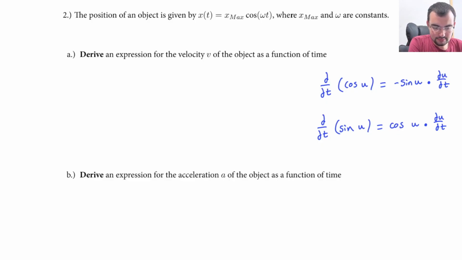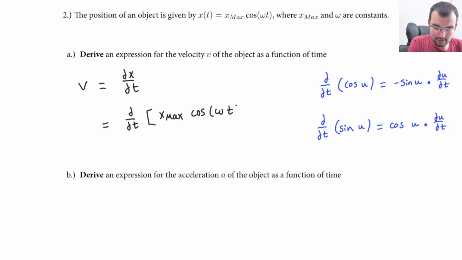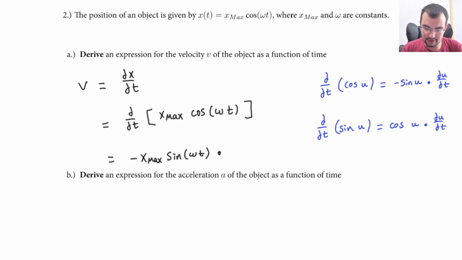All right, so we want velocity. Velocity is dx/dt. So I'm going to take the derivative of x max cosine of omega t, where lowercase omega is that Greek letter. So what does our derivative rule tell us here? Well, our derivative rule tells us the derivative of cosine is negative sine of whatever we had times the derivative of the inside.